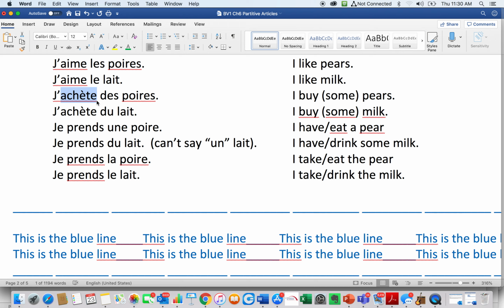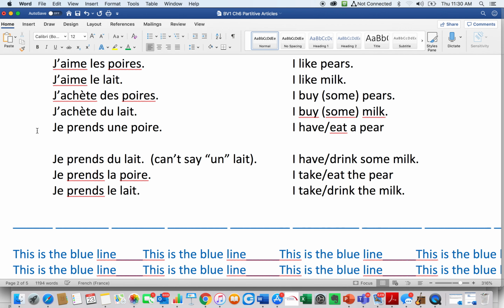"J'achète des poires." I buy some pears. I buy pears. We're not talking about the whole category. I'm just going to go buy six. "J'achète du lait." I buy some milk. I'm not buying all milk in the universe. I'm buying a half gallon. "Je prends une poire." I eat a pear. Now I'm just talking about one and I'm saying a pear. I could have said, let's do this because we're such excellent human beings. Let's do this.